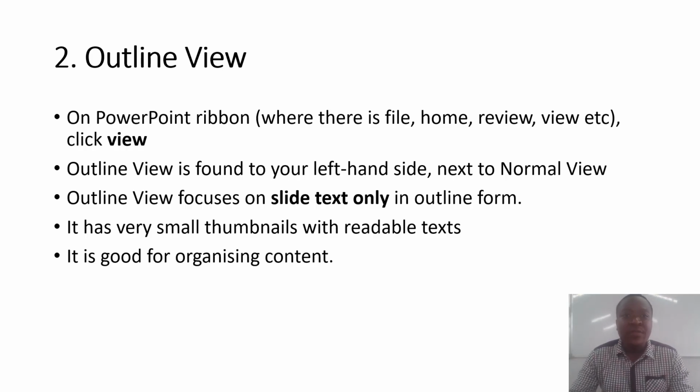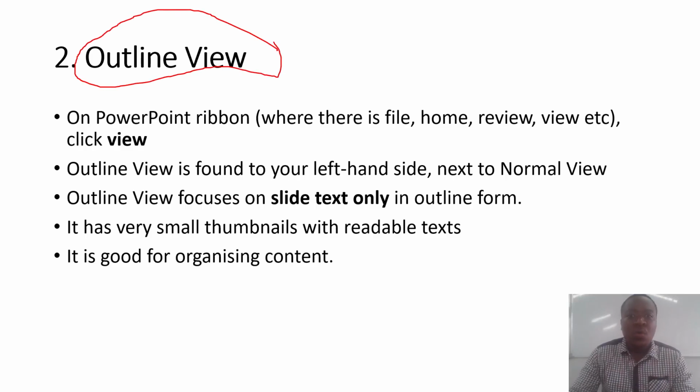So on outline view, what you see mainly is slide text only. Thumbnails are displayed in a very small font that you can't even pay attention to. So you only pay attention to the slide text. That's in outline view.